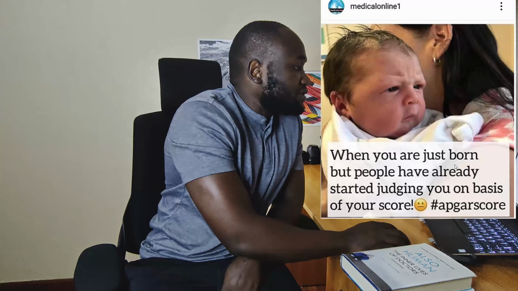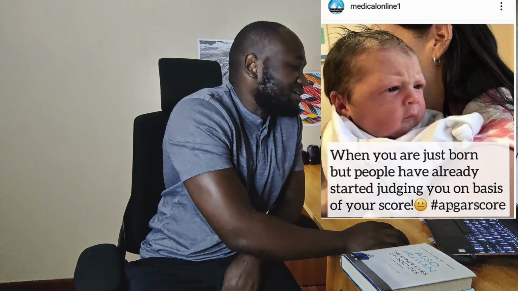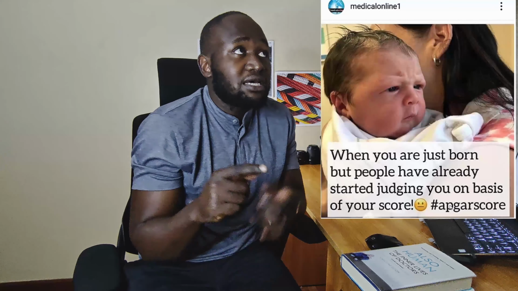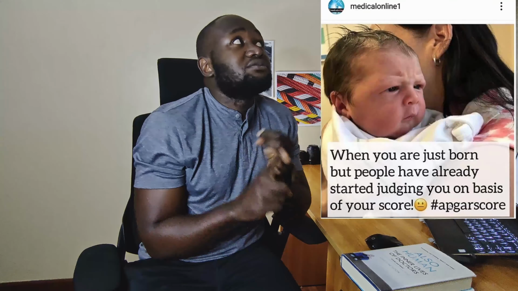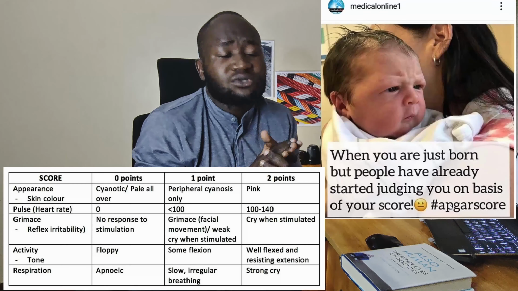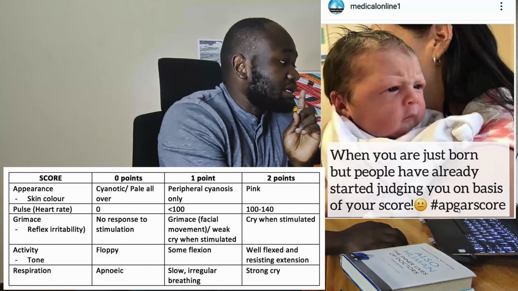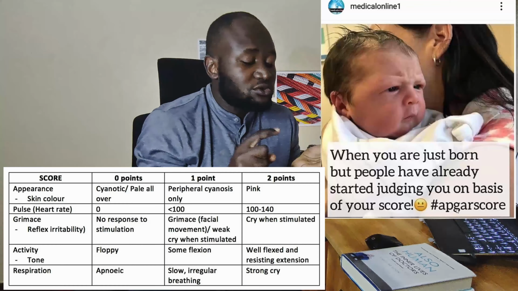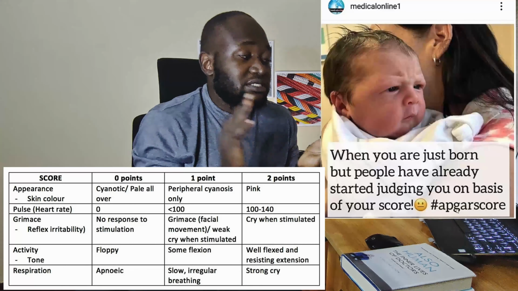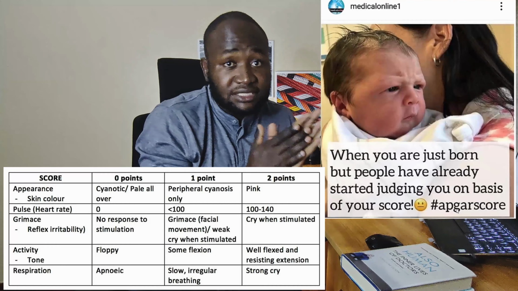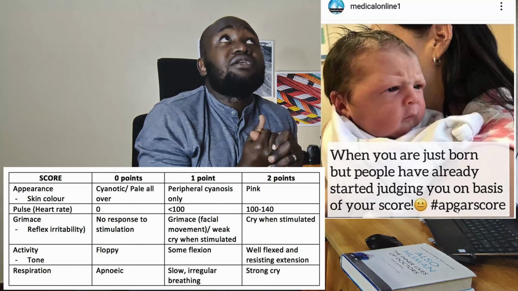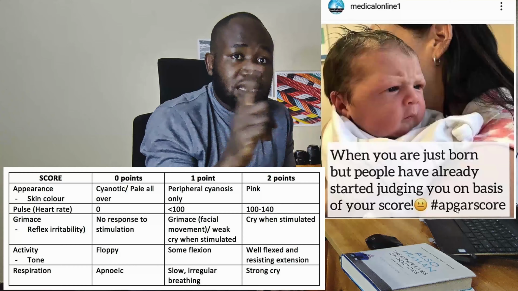When you're just born, people have already started judging you on the basis of your score. Yep. When you're born, you get a score of how well you've done. I think crying, is it tone, breathing, I don't know, APGAR score: appearance, respiration, five items, each scored 2 points, total of 10 points. 10 over 10 is good, less than 10 over 10 isn't good. Especially if it's really low, then it means that you might be having birth asphyxia, something. I'm not a peds, I'll confirm.